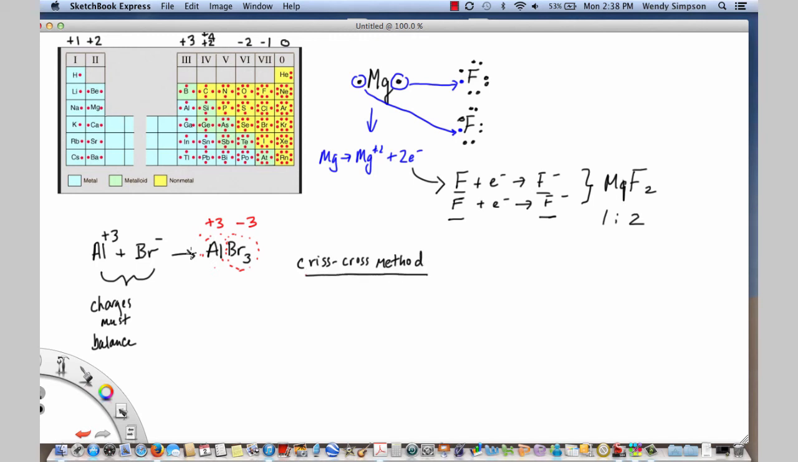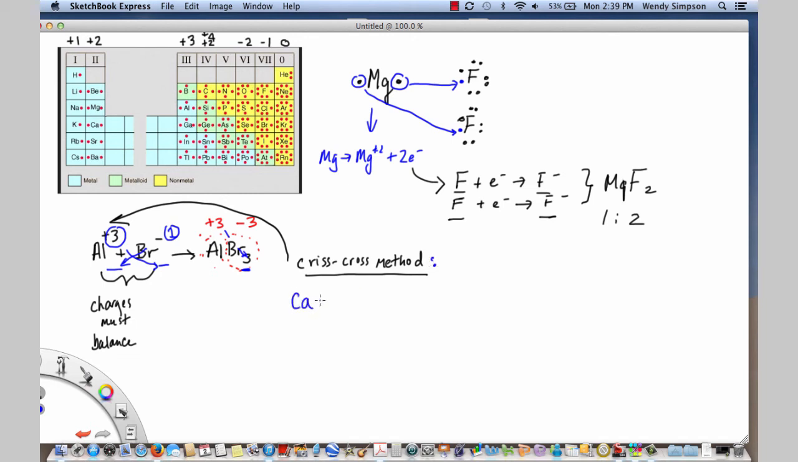And in the crisscross method, what's going on, and let me change colors here, is that the charge on the cation becomes the subscript on the anion, and the charge on the anion becomes the subscript on the cation. They are crisscrossing. So the charge on aluminum is 3. That 3 crisscrosses and becomes the subscript for the anion. The charge on the bromine was 1. That 1 is a subscript on the aluminum, and when subscripts are 1, we don't write them. Let's look at some other examples.